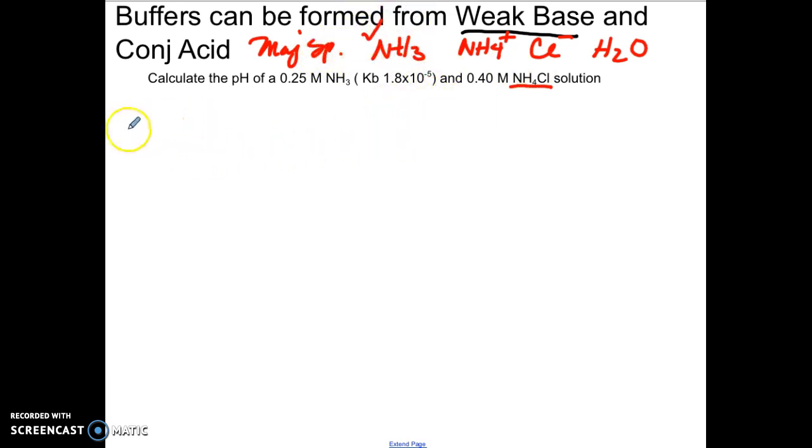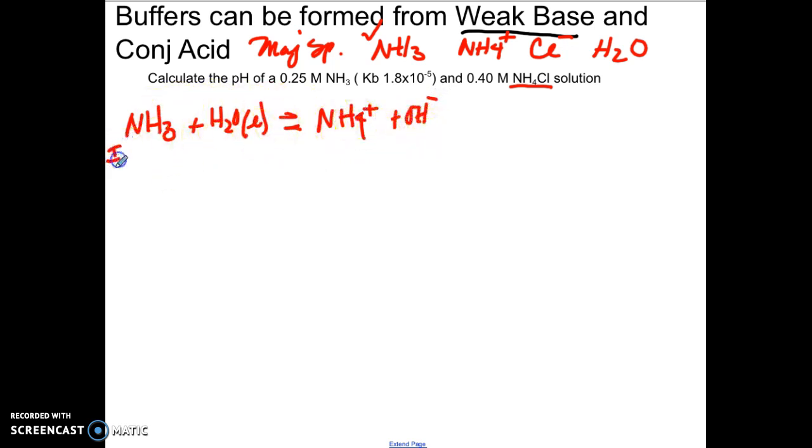So when we're writing a base with a RICE table, I recommend that you do add the water. The water is a liquid in your RICE table, so it's not going to have any values, but it does help you understand, again, remember that you are making a base. So there's OH in there. So here, the water is donating a proton. That's where that OH is coming from.